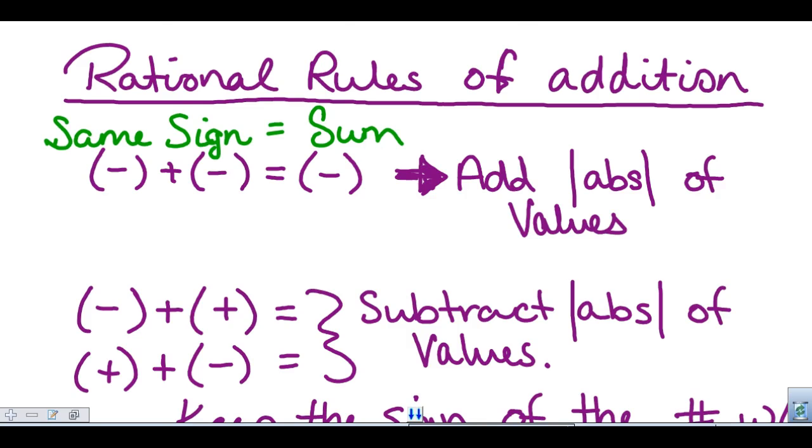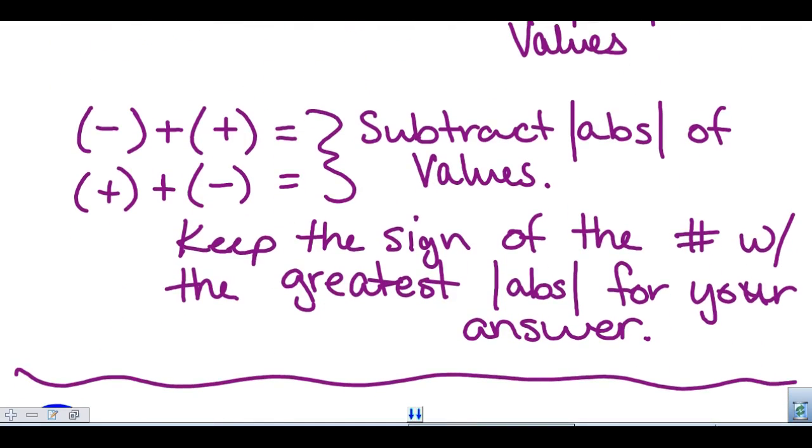Now, what if one's negative and one's positive? Whether your first one's negative or your second one's negative, what we're going to end up doing here is finding the difference between the two absolute values. In other words, we're going to subtract them. After we do this, we have to figure out which of these two values that we're given are larger. So we find the greatest absolute value, whether it's the first one or the second one.